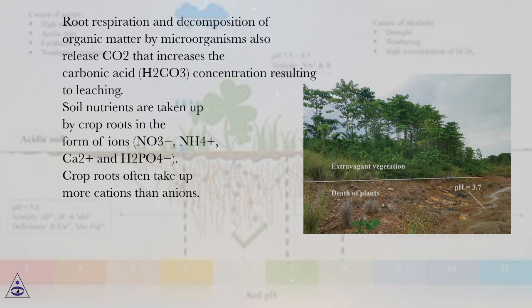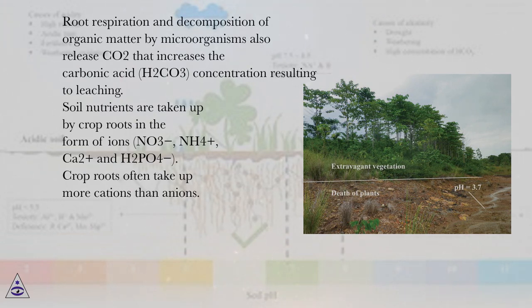Root respiration and decomposition of organic matter by microorganisms also release CO2 that increases the carbonic acid, H2CO3, concentration, resulting in leaching. Soil nutrients are taken up by crop roots in the form of ions: NO3-, NH4+, Ca2+, and H2PO4-.